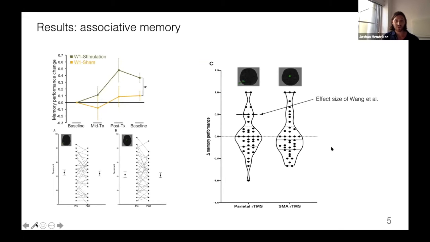So these results are quite interesting because, as I mentioned, we did conduct this study with a larger sample size. So it's calling into question the ability to reliably reproduce these effects with these multi-day paradigms.